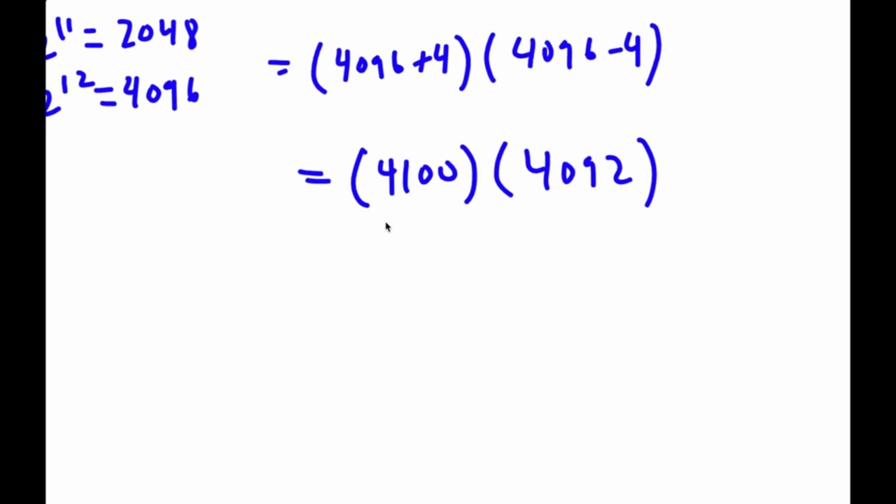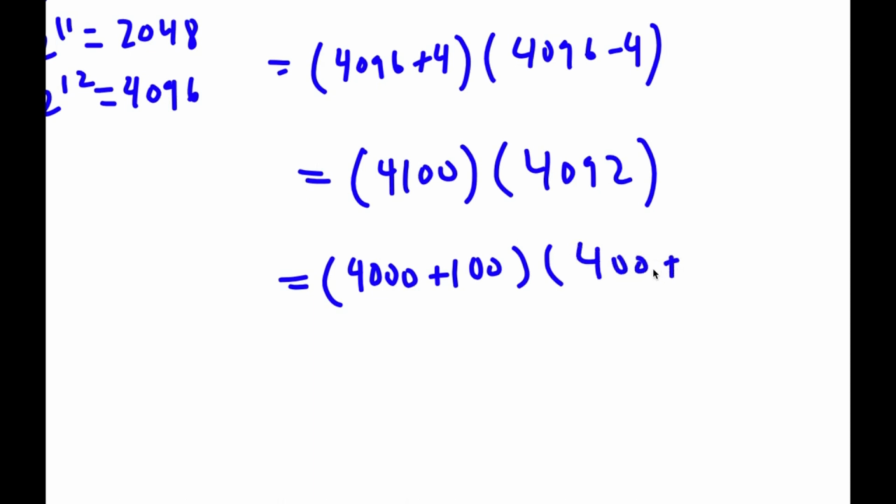So now I can actually rewrite this as 4,000 plus 100 times 4,000 plus 92. And this is going to make it easier to solve. So all I have to do to solve this is to actually just distribute. So I first start by distributing 4,000 to all my terms here.